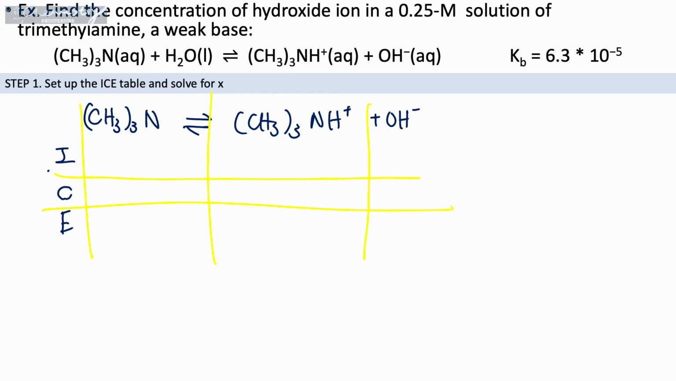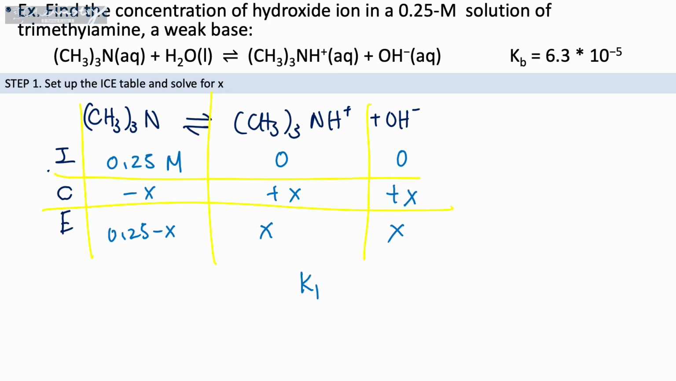So for the initial concentration, it is going to be 0.25 molar, and the initial concentration for the cation and anion is going to be 0. We have negative x, plus x, plus x, and 0.25 minus x, x, x. So all you have to do is to solve for x right now, and that is going to be like this.